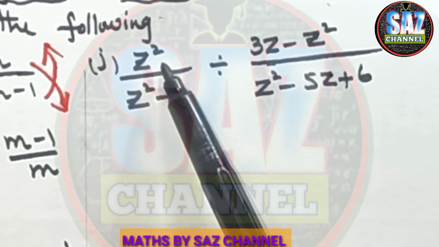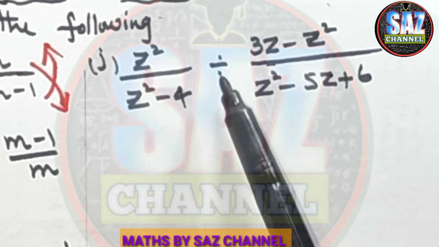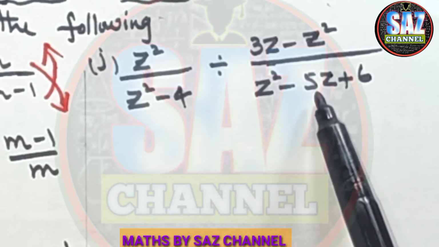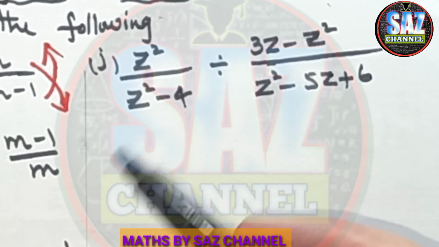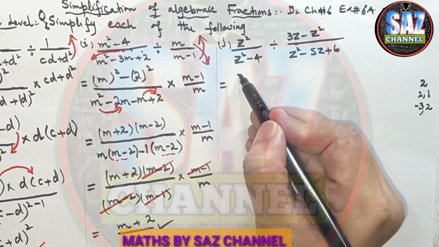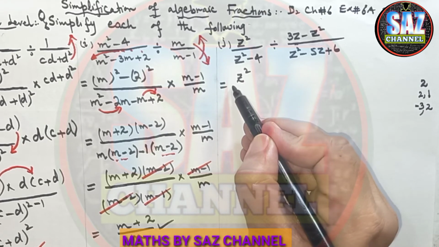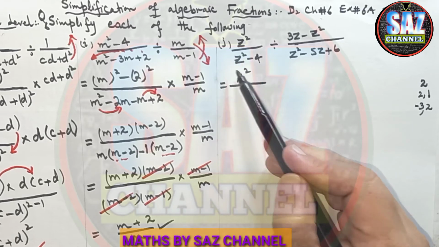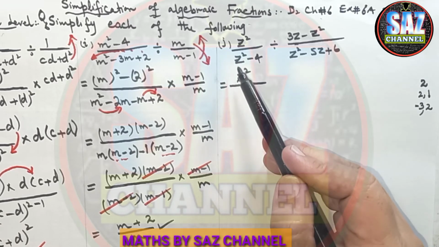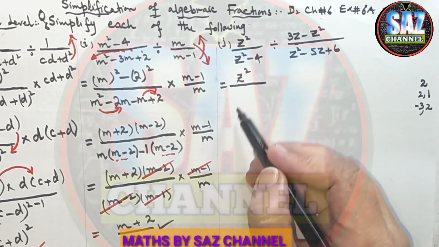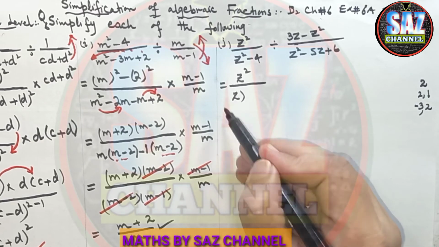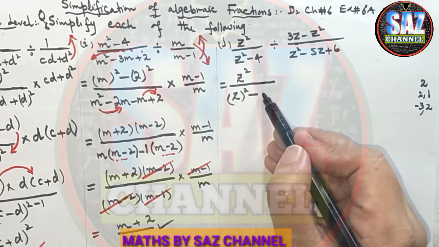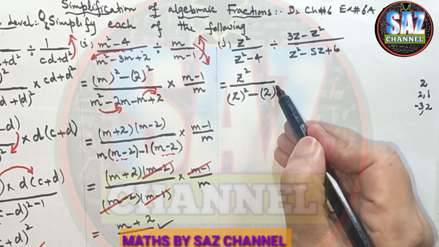The next question is z square upon z square minus 4, divided by 3z minus z square upon z square minus 5z plus 6. Let's solve the question. The numerator of the first fraction will be written as it is, z square upon, and if we look at the denominator, z square minus 4 is an application of difference between two squares, so it will be expressed in the form of z whole square minus, for 4 the suitable number is 2 square.